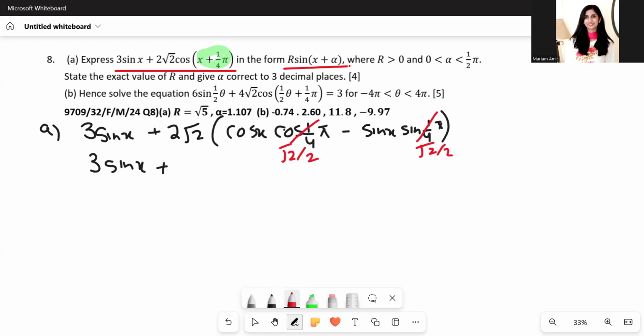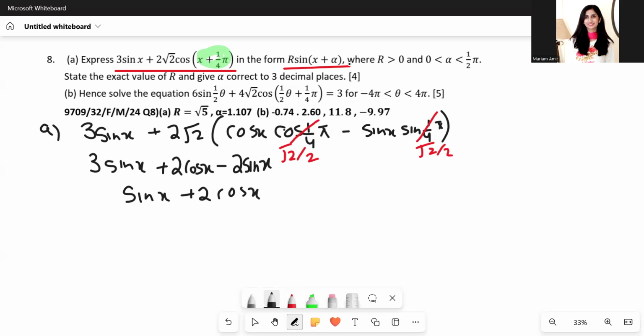So now we will expand this. We get 2 under root 2 times under root 2 upon 2. That's just 2. So we get plus 2 cos x. And similarly, we get minus 2 sine x. This gives us sine x plus 2 cos x.